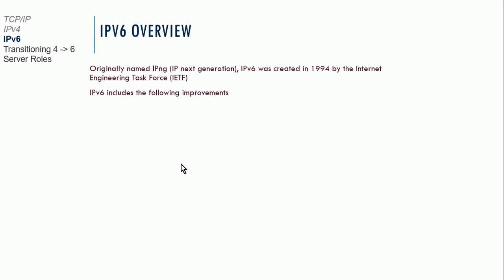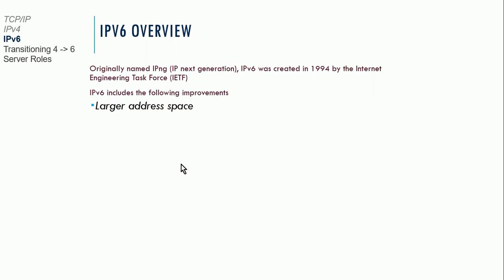So originally named IP Next Generation, IPv6 was created in 1994 by the IETF. So 1994 was a pretty long time ago now, right? Good grief, 1994 was well over 20 years ago, and we're still not really fully implementing IPv6.